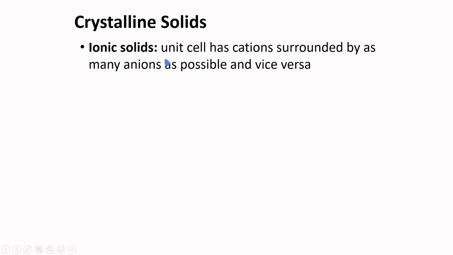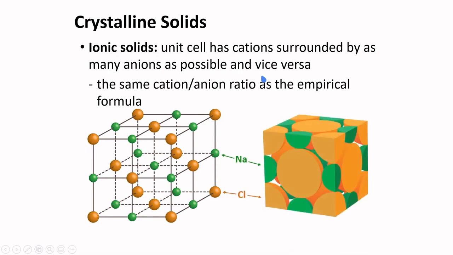In ionic solids, unit cell has cations surrounded by as many anions as possible, and vice versa. It has the same cation to anion ratio as the empirical formula. Shown here is the crystal structure of sodium chloride, exhibiting a face-centered cubic unit cell. Sodium and chlorine are present in this unit cell in 1:1 ratio.